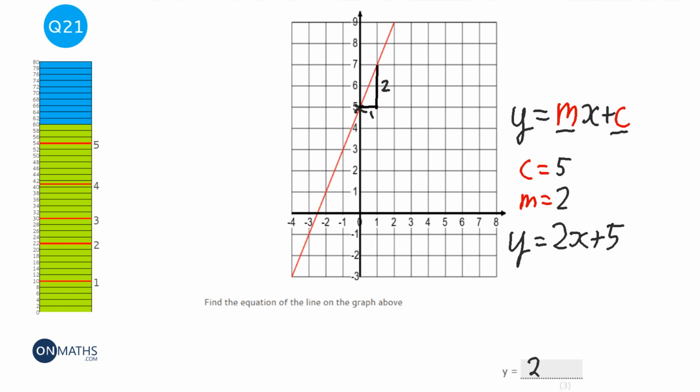And that's our answer. Now if you've got a line going downwards, the gradient will be a negative. And sometimes it goes up 1, so you might get y equals 1x. Well, you would write y equals x. If it goes down 1 for every 1 it goes across, then it will be minus x.